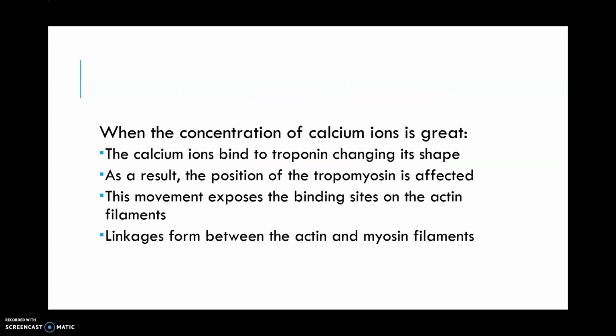We'll also see these tropomyosin and troponin blocking these little sites that we have on that molecule. But when we're in contraction and calcium ions are present, because we need calcium for contractions, we're going to see that our troponin is going to change shape, kind of like an enzyme. And as a result, the position of our tropomyosin is going to be affected, and we're exposing those binding sites on our actin. And because those binding sites are open, our myosin filaments are going to be able to attach to our actin molecules here.